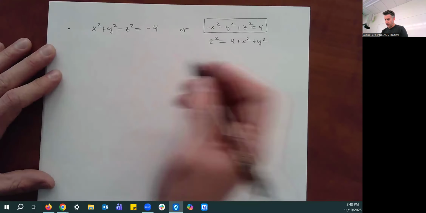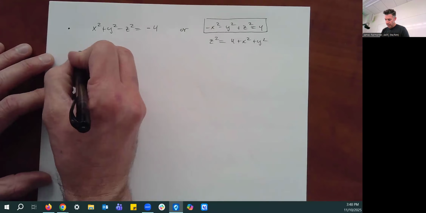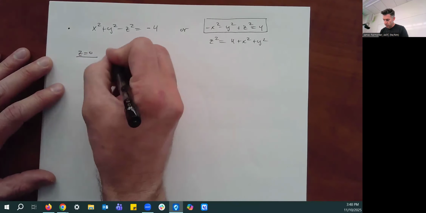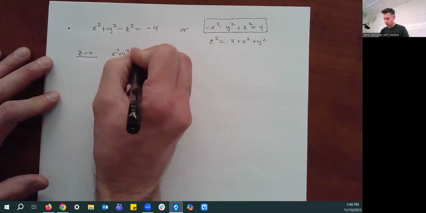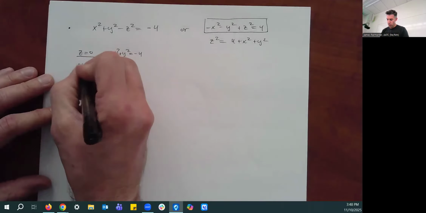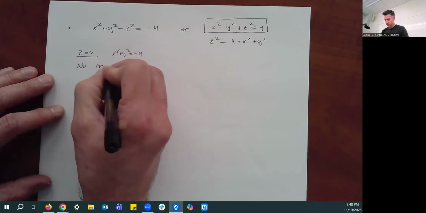So this one, same idea. We're going to find our traces. So here, the XY trace is kind of a bummer. You don't have one. X squared plus y squared equal to -4. Nope, not going to have a circle with a radius of imaginary units. No trace in the XY plane.